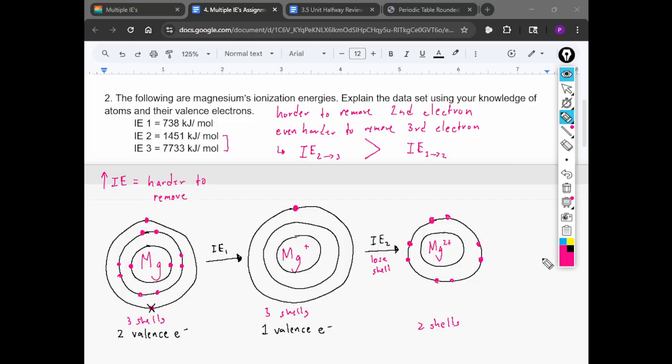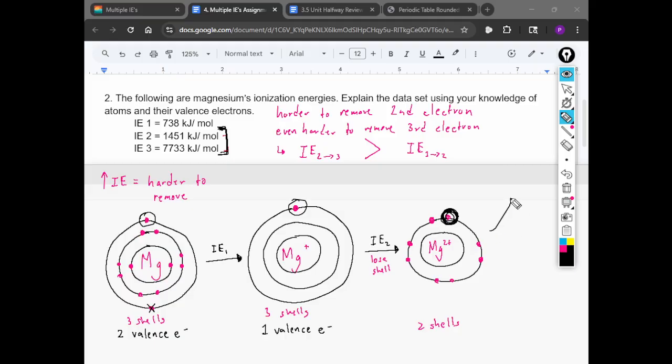Okay, so this is the one that we are interested in because I said we want to look at the jump that has the biggest difference in the numbers. We notice that IE3, the jump from 2 to 3, is so much bigger. If it is bigger, that means it is harder to remove. So it is really hard to take away this electron compared to these ones right here. We were going to get rid of these ones in the previous, but it's really, really difficult to take away a 3rd electron. And that's the question why.